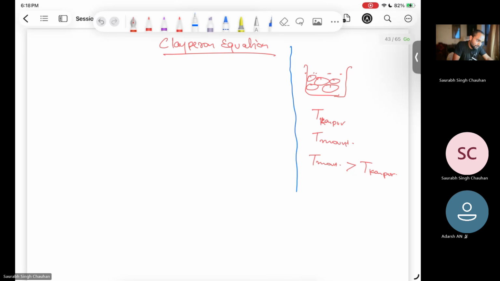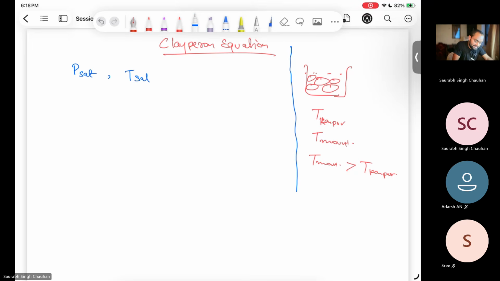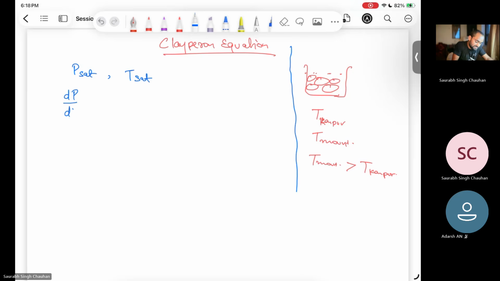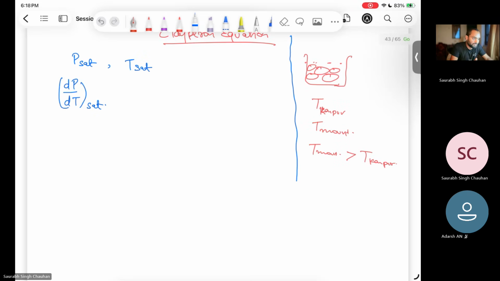So the pressure at which a phase change takes place, we call saturation pressure, and the temperature at which this phase change takes place, we call saturation temperature. And they are functions of each other. If we ask how this saturation pressure changes with saturation temperature, that is what we want to calculate. That is the purpose of this Clapeyron equation.